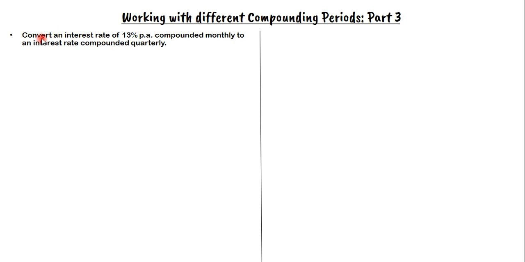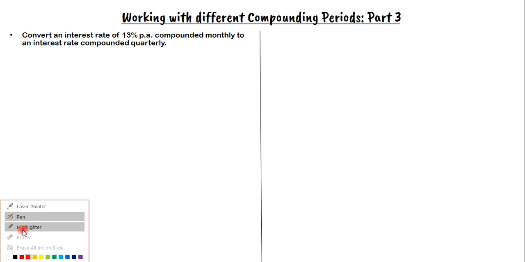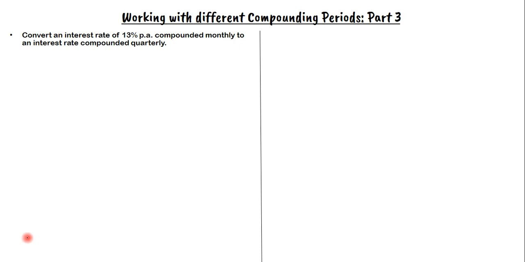Now the question here says: convert an interest rate of 13% per annum compounded monthly to an interest rate compounded quarterly. Before we get into that, one thing that I want you to know is that when you're dealing with a change of compounding periods, what you must always know is that the effective interest will always be the same. It doesn't matter whether you change it to monthly, quarterly, semi-annually, yearly, all of that. One thing that will always be the same is the effective interest.